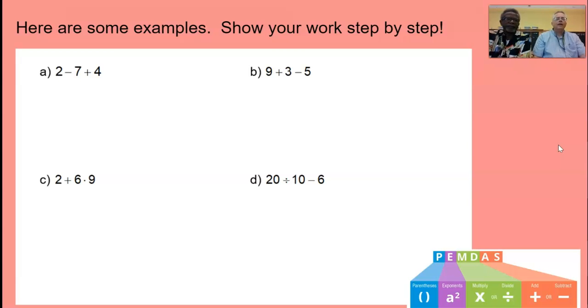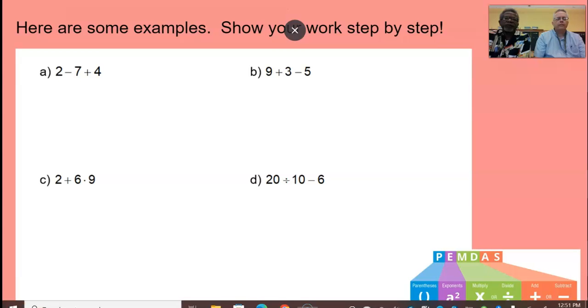Okay. Great. So what's up now? So some examples. Again, show your work step by step. A, 2 minus 7 plus 4. I want to do the 7 plus 4 first. Well, that's not exactly going to work because remember, the plus and minus are at the same level. So whichever one comes first, left or right, we're going to do first. Okay, we're going to do the minus first. Yes, the same order of importance. So 2 minus 7 is negative 5, and then plus 4.